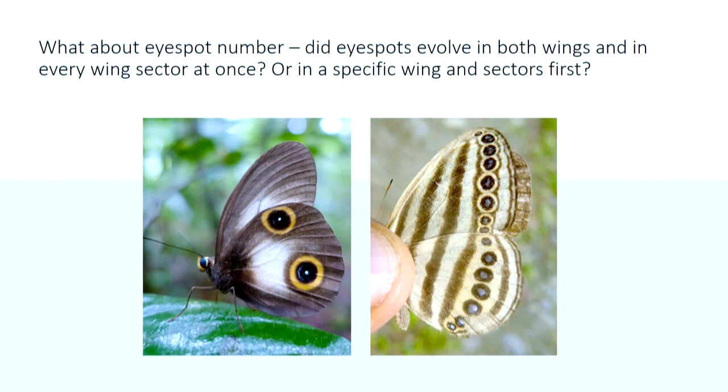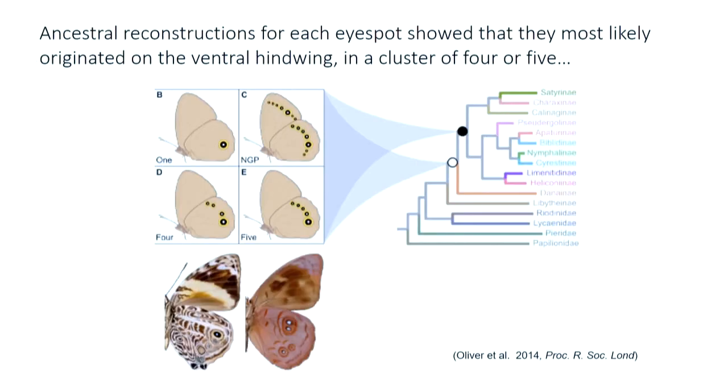So what is the original number of eyespots when eyespots appeared on the wing? To answer that question, Jeff Oliver again did the same type of ancestral reconstruction analysis. Now instead of just scoring at the tips of the tree, the same 400 tips that we had before, instead of scoring just presence or absence of an eyespot, he scored presence or absence for an eyespot in every single sector of a butterfly wing.